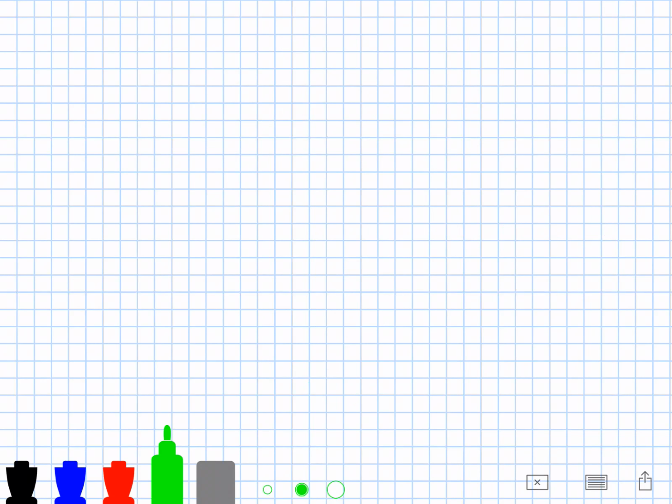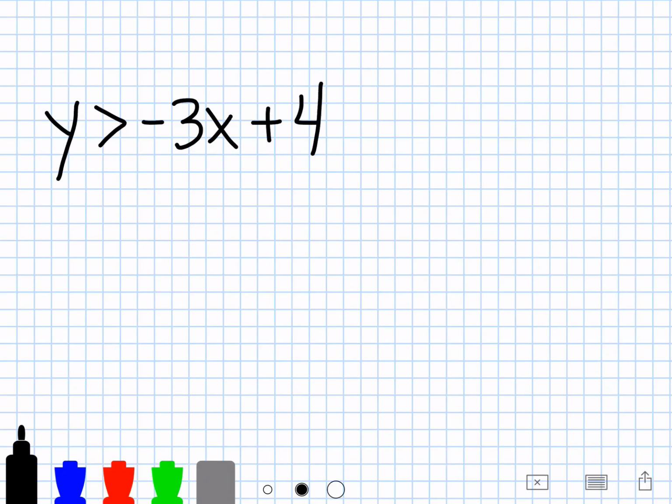Alright, so let's just dive right into an inequality that's already solved for y. Because remember, if the inequality is not solved for y, you have to solve it for y using the cross method. But let's say we already have an inequality: y is greater than or equal to negative 3x plus 4. It's already solved for y, so this particular one is ready to be graphed.